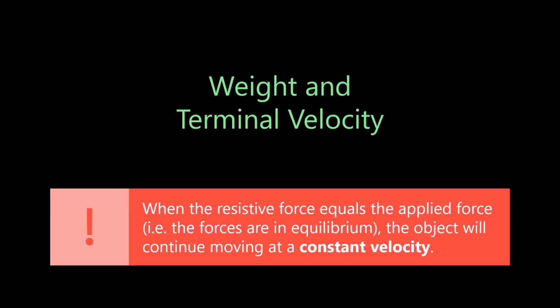I hope that gave you a brief overview of weight and terminal velocity. The final thing I will leave on is this tip. When the resistive force equals the applied force, in other words when the forces are in equilibrium, the object will be moving at a constant velocity. We see this in Newton's first law of motion.